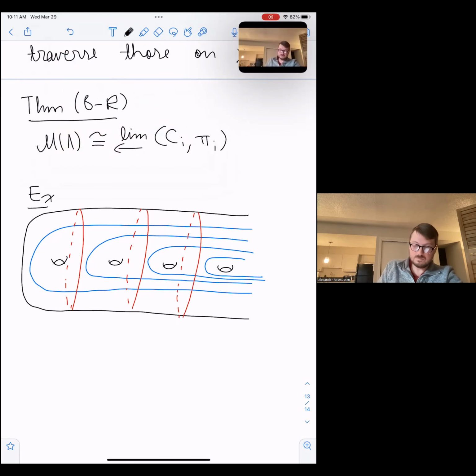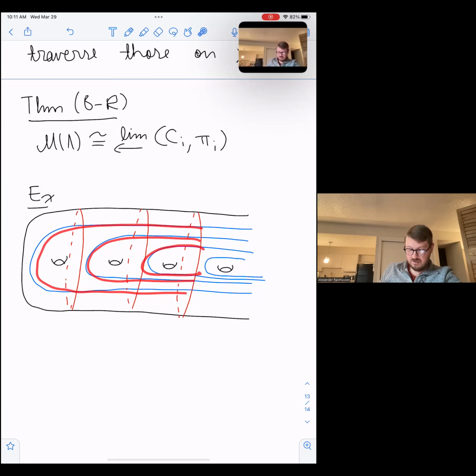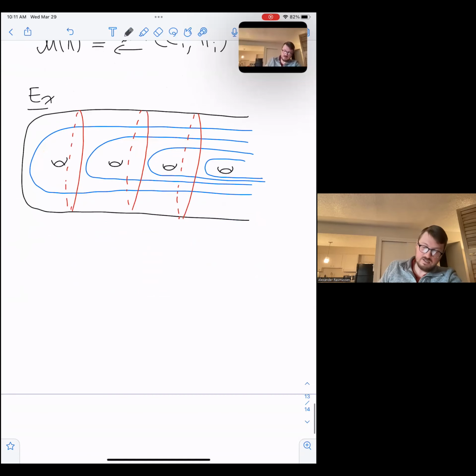So on our first surface, x1, we just have a single arc of intersection. On x2, we have two arcs like those. On x3, we have three arcs, etc. So you see the pattern. So our cones are going to look like this.